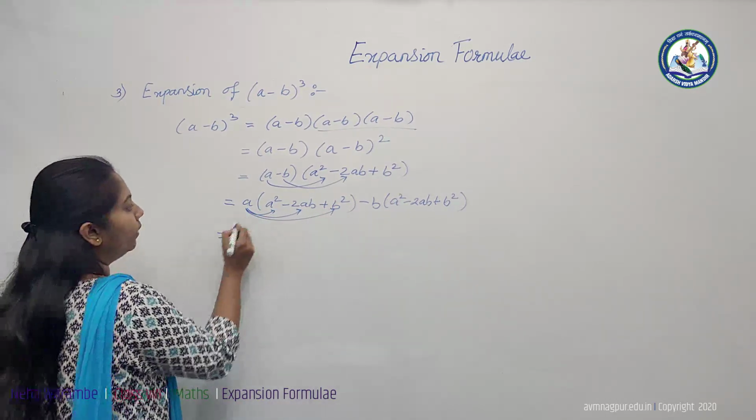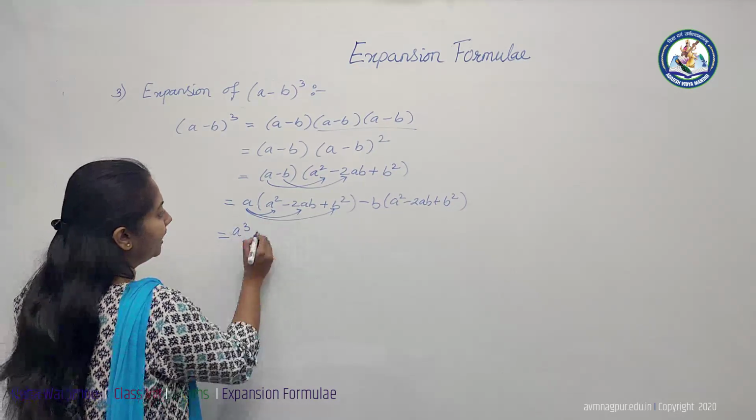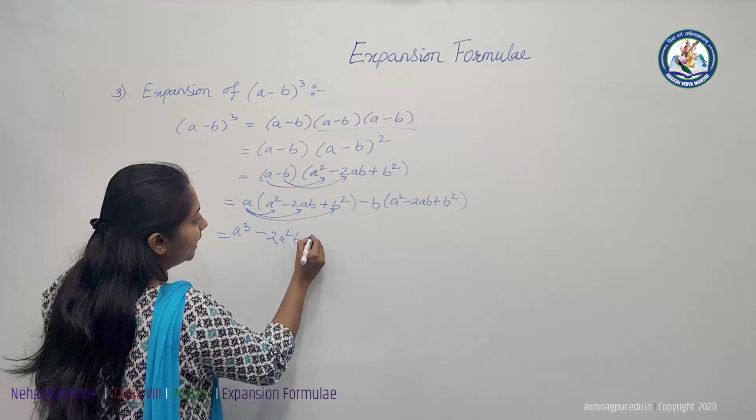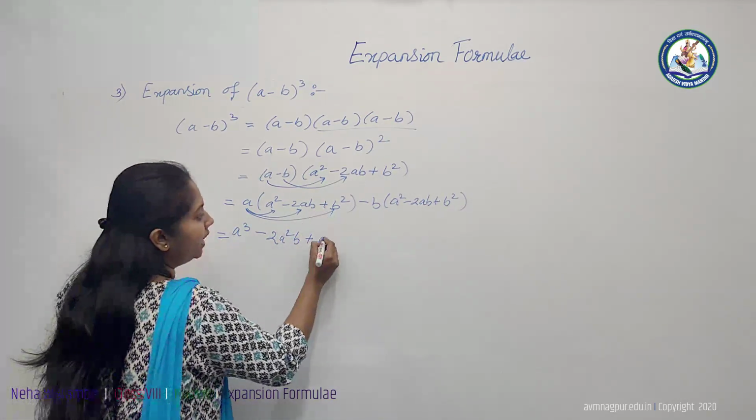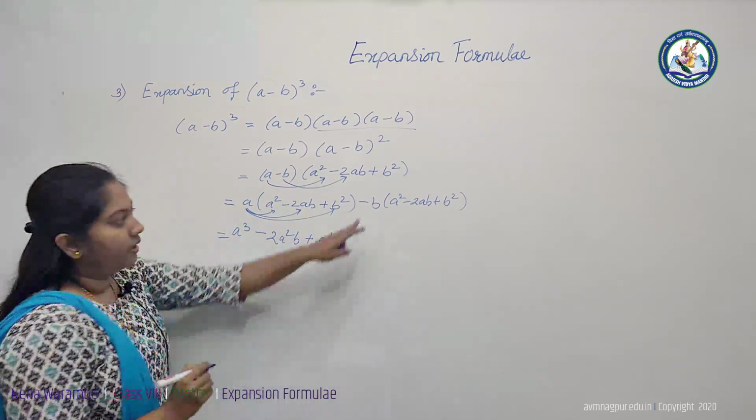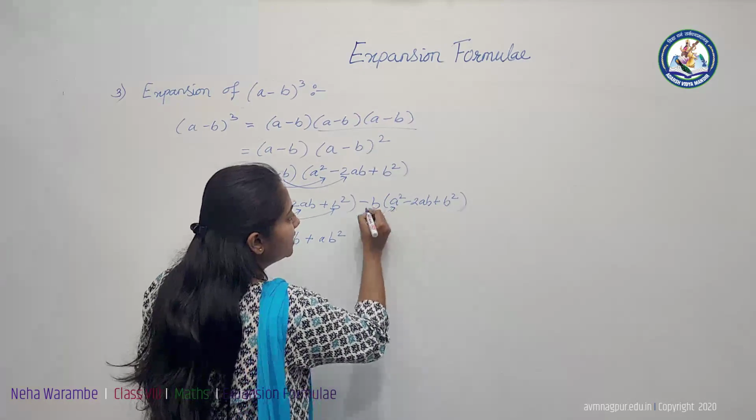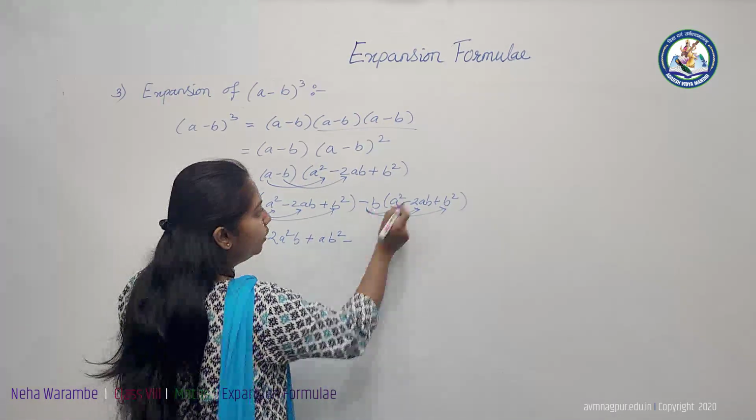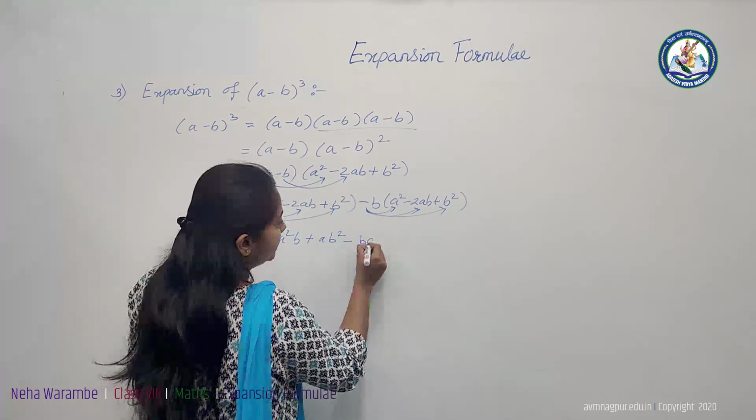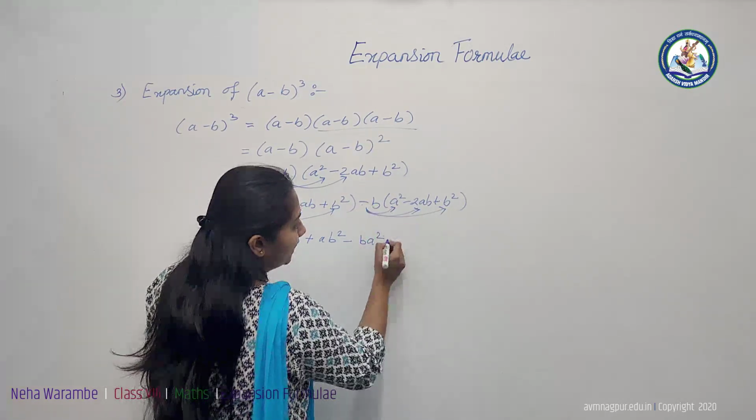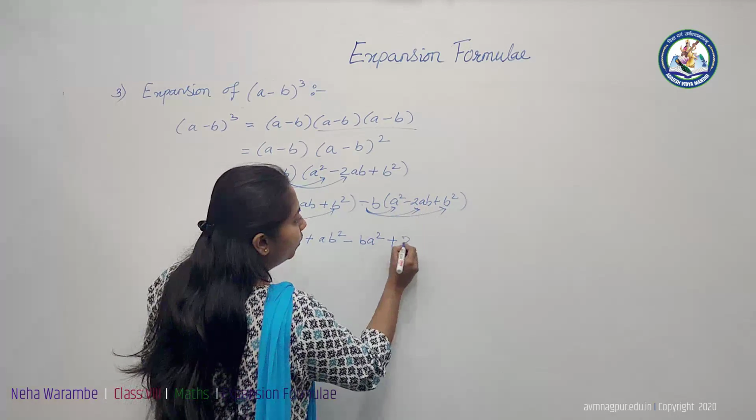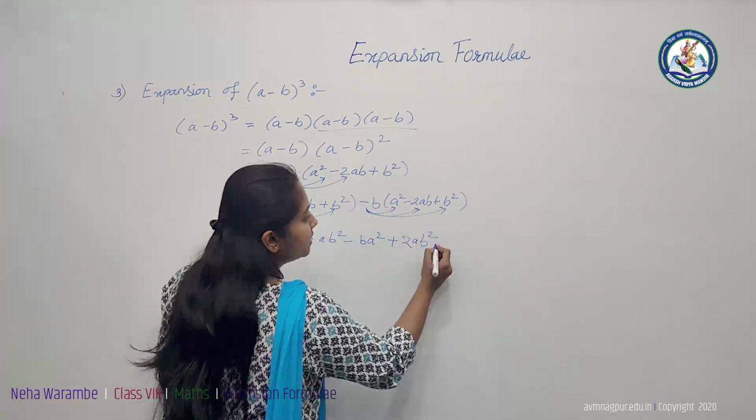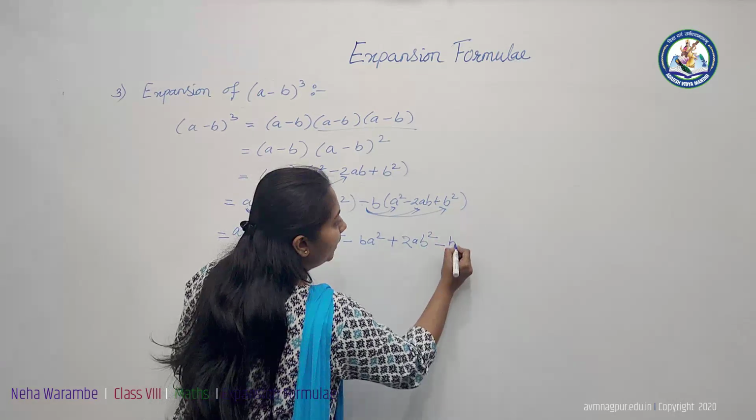Now a into a cube minus 2 into a square b plus a into b square, ab square. This term into this and this. See, minus b into a square, ba square, minus into minus plus 2 into a into b square, minus into plus minus b into b cube.